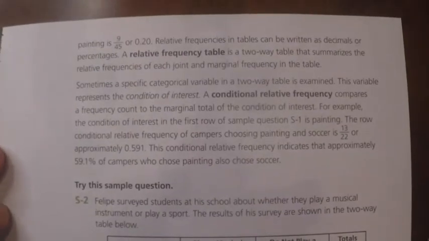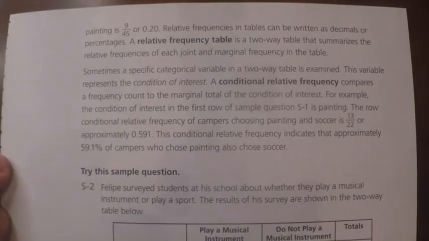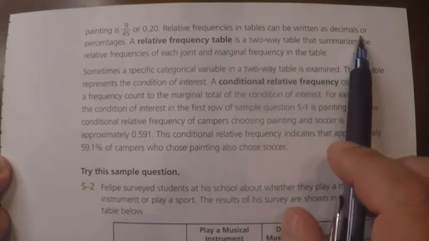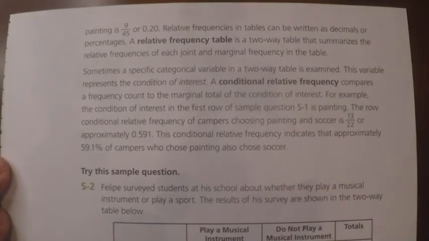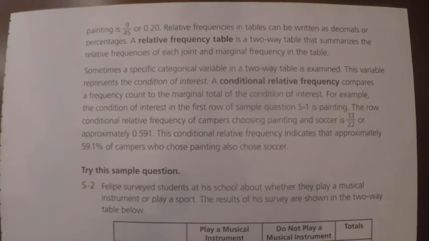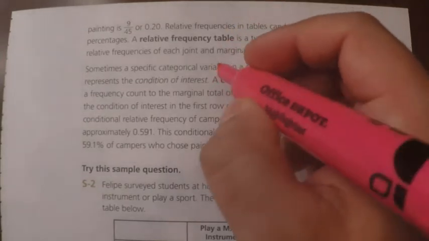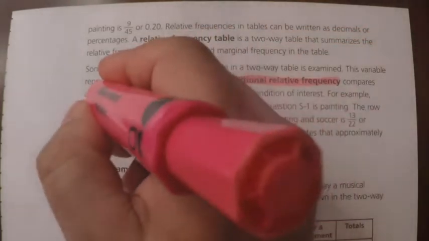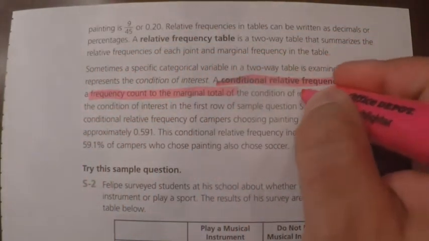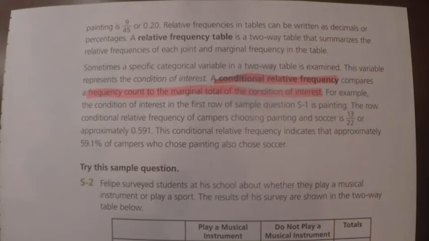So here, when we take a look, a relative frequency can be written in tables, as decimals, or as percentages. A relative frequency table is a two-way table that summarizes the relative frequencies of each joint and marginal frequency in the table. Continuing on here, sometimes a specific categorical variable in a two-way table is examined. This variable represents the condition of interest. A conditional relative frequency compares a frequency count to the marginal total of the condition of interest.